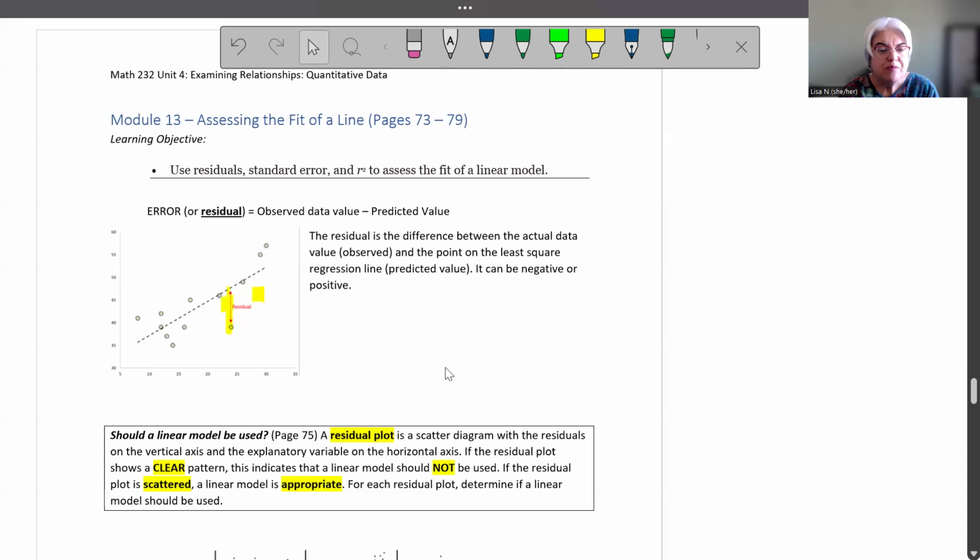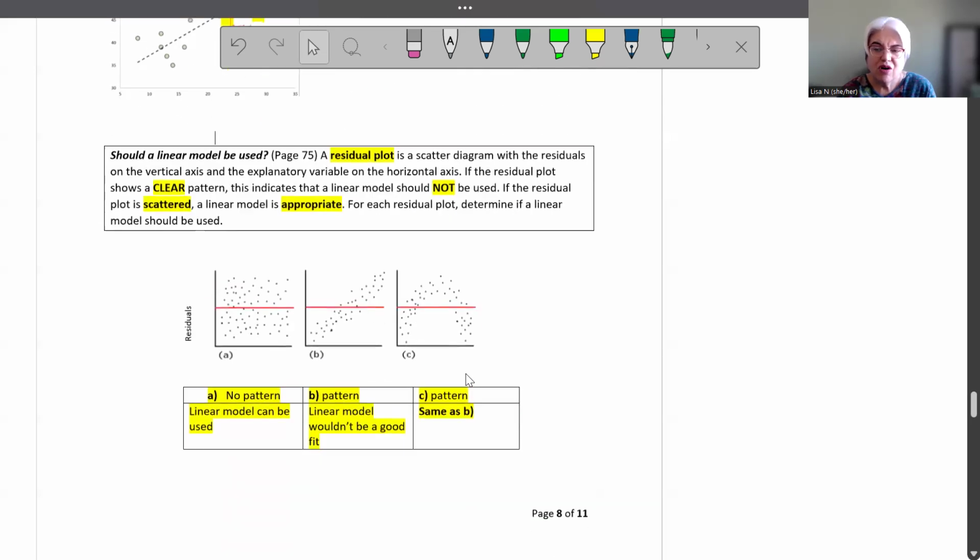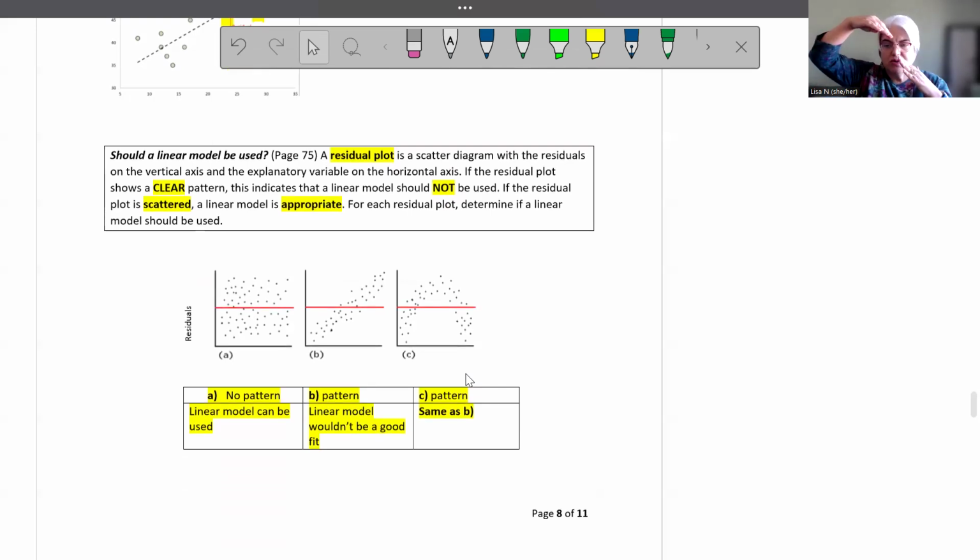So what we're going to do next is evaluate all the residuals. If you can imagine taking that least squares regression line and flipping it to horizontal, and then putting all the residuals above and below. So basically, it's creating a graph from the residuals. Essentially, this is a way that we can test whether or not we should use a linear model.